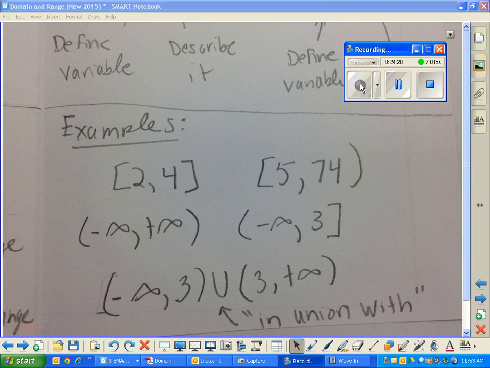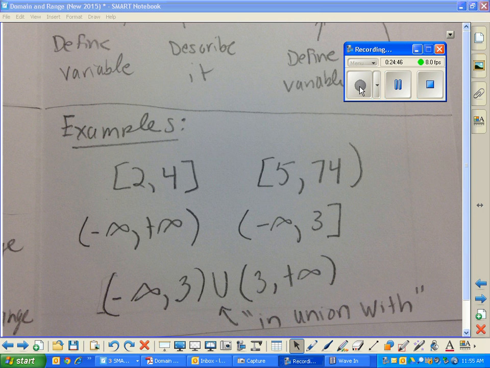So this is what some sample interval notation answers are going to look like. Cool. So that U down at the bottom there means in union with. And we reserve that for when there's multiple pieces to our graph.